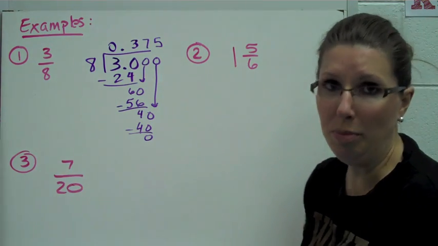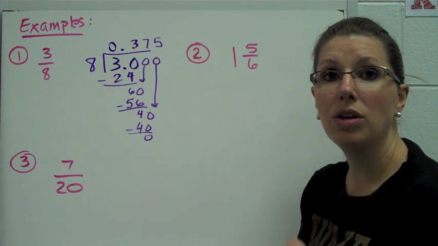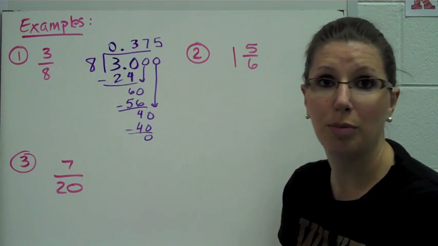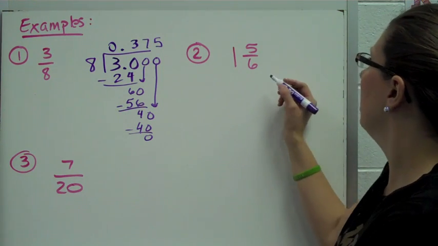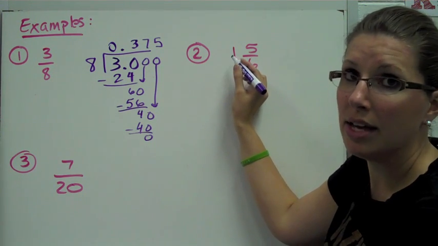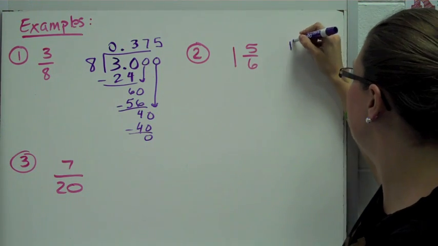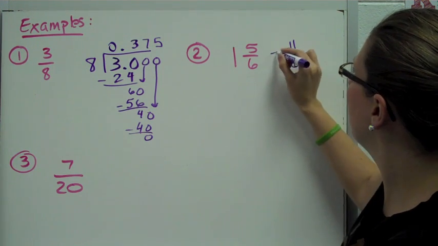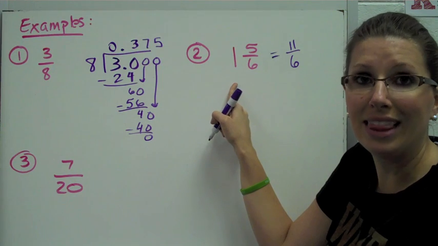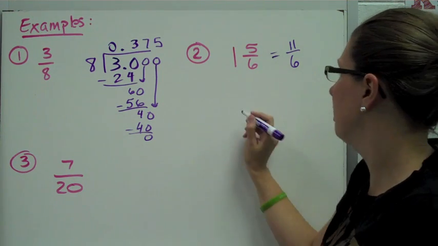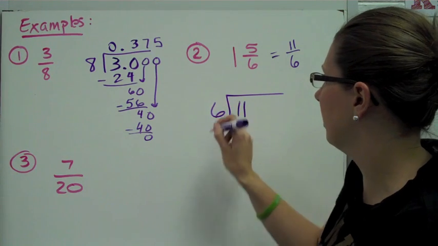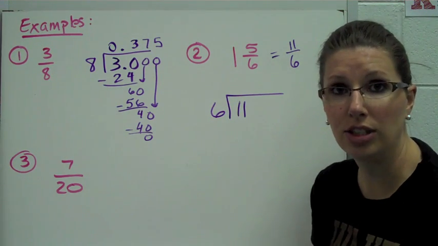Let's try one with a whole number. So I told you before, why don't you go ahead and change this mixed number to an improper fraction. So how you do that is you multiply. 6 times 1 is 6. 6 plus 5 is 11. So the improper fraction of this mixed number would be 11/6. So I'm going to do 11 divided by 6. And go through and ask yourself these questions.